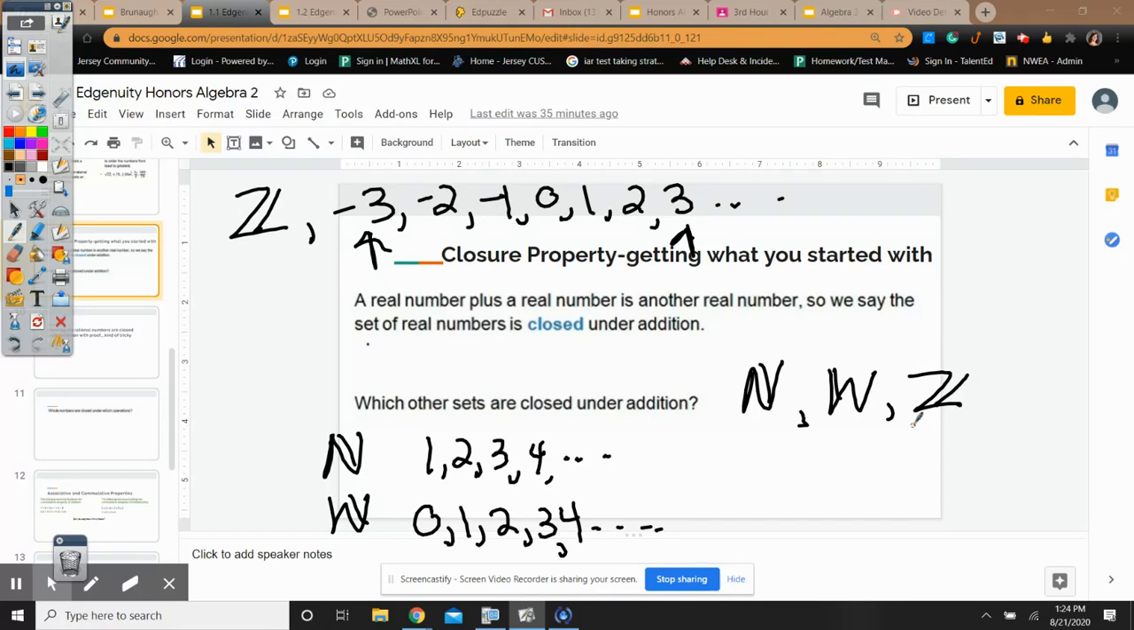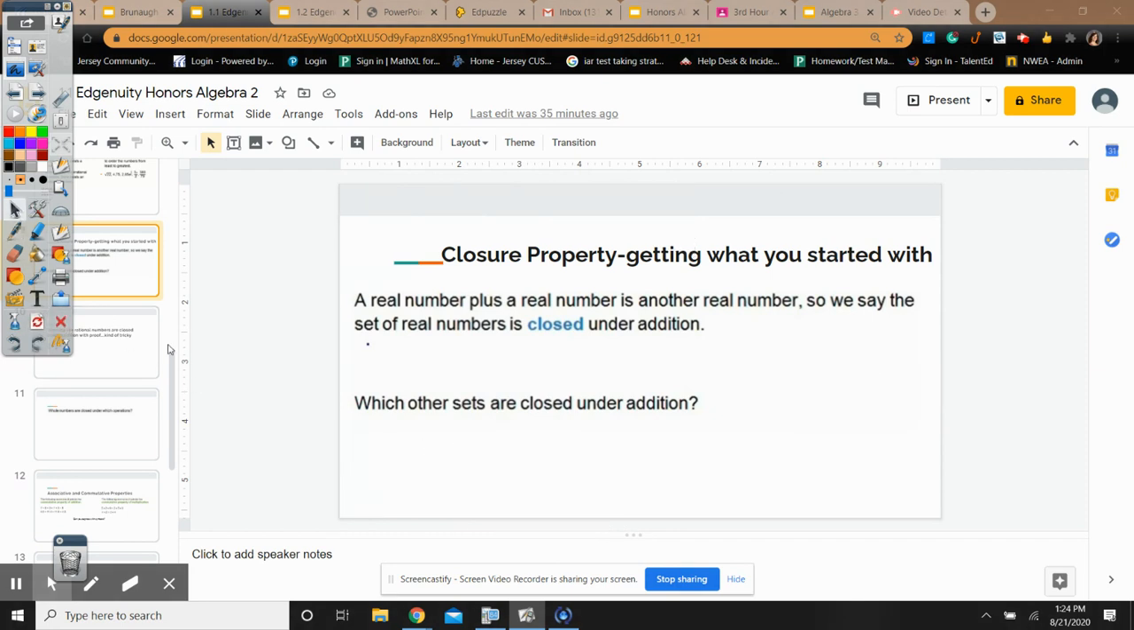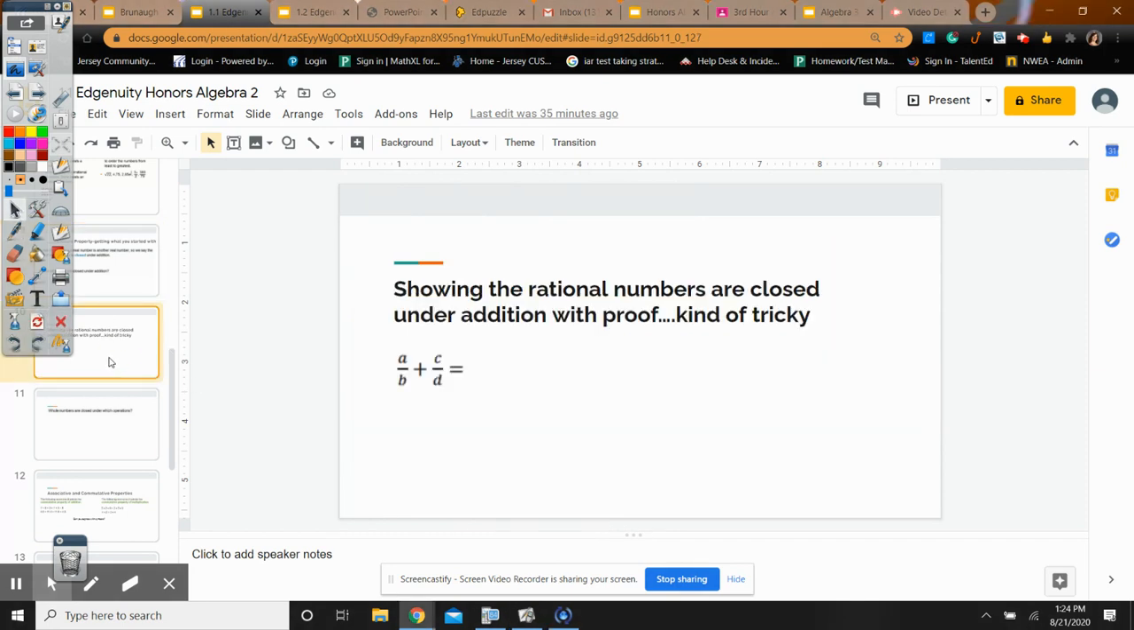And then what do we have? After integers, what do we have? Rational. Are the rational numbers closed under addition? Rational numbers is kind of tricky, and I'm going to show you what that looks like here on this next slide. Okay, showing that they're closed under addition.